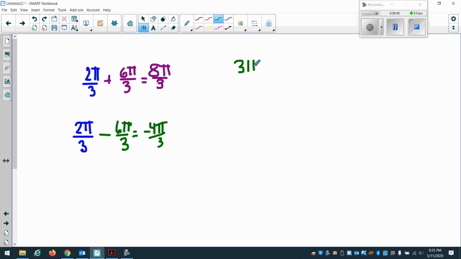So if I had 3 pi over 4, and I wanted to find a positive or negative coterminal angle, I would be adding or subtracting 8 pi over 4, because that gives me 2 pi. Okay. If I wanted to know of, let's see, 5 pi over 6, I would add 12 pi over 6. Okay, or subtract, depending on what I'm looking for. So you're looking for these denominators to be the same in order to add or subtract.